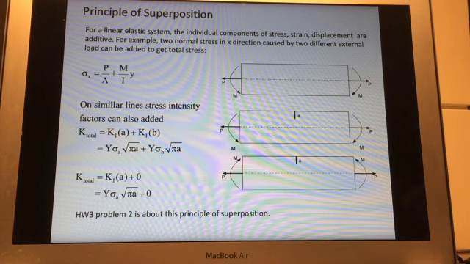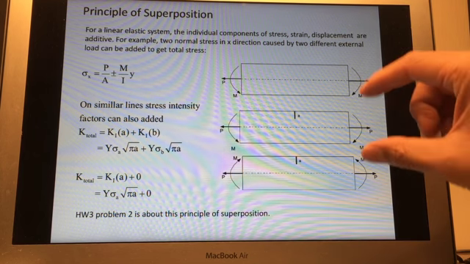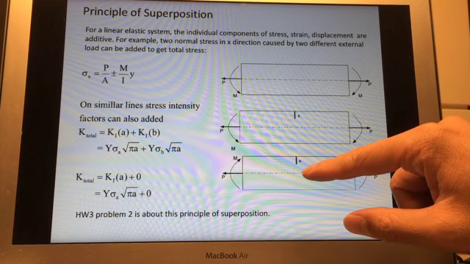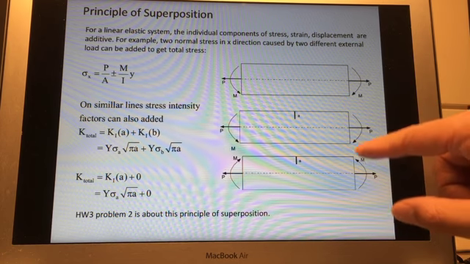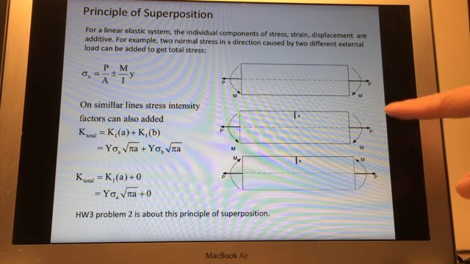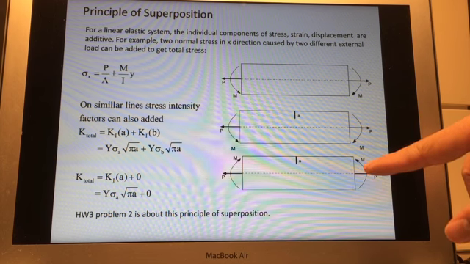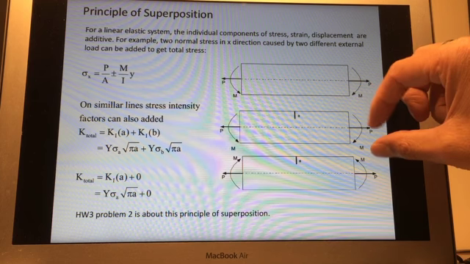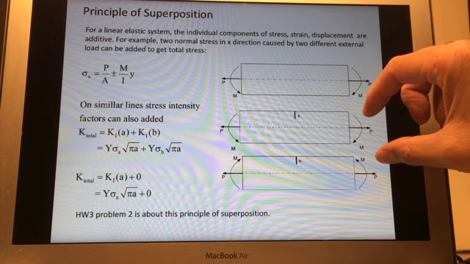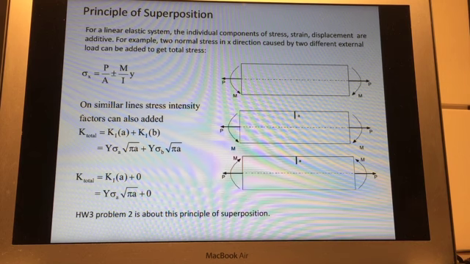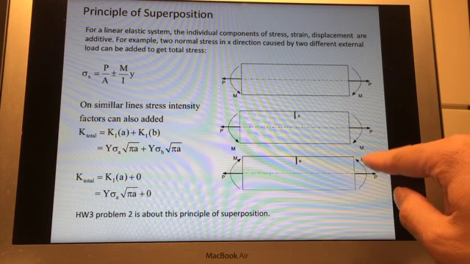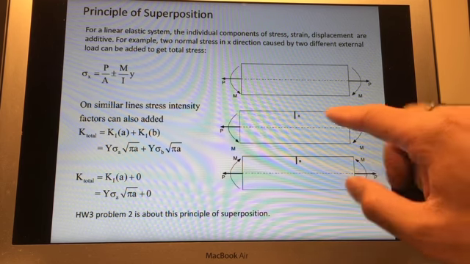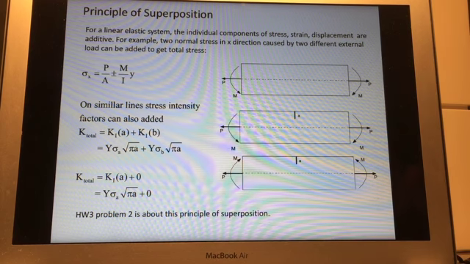So you can see that if this is the same bar, which means the bar is under these two loadings at the same time, then the bar will be under 2P tensile, but the M and M cancel each other, so it will just be a pure 2P tensile test stress, right?